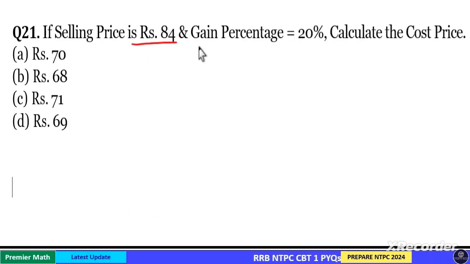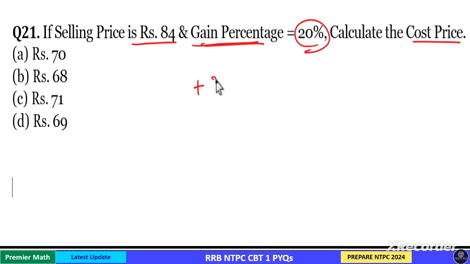If selling price is rupees 84 and gain percentage is 20%, calculate the cost price. Here gain percentage means profit percentage. Profit is plus.